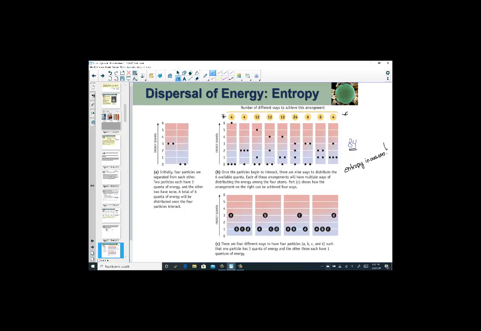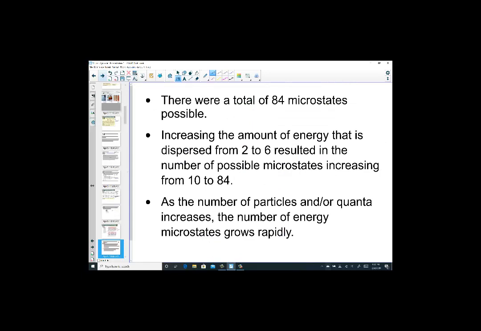The more and more particles, the more and more energy to disperse, the more we'll see that entropy can disperse that energy in these microstates. So that amount of energy that was dispersed from 2 to 6 resulted in a number of microstates that changed from 10 to 84. You'll never be asked to draw all possible combinations. That's too much. But what we're walking away with is understanding that as the number of particles and/or quanta increases, the microstates grow rapidly.